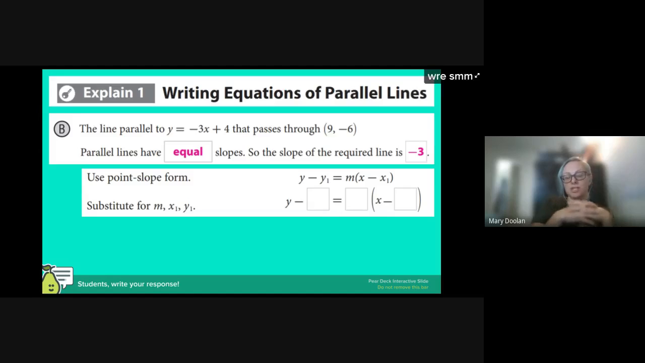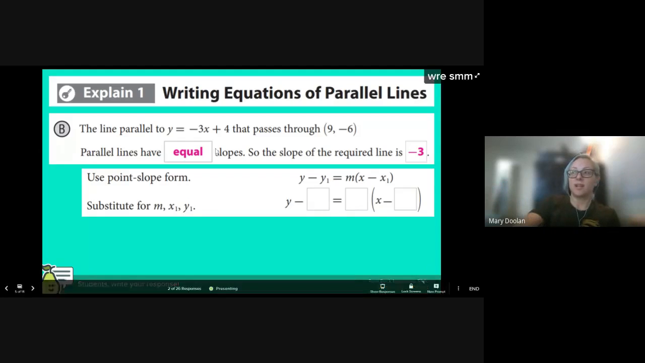We're going to take that information because now we know the slope. We also have the point, right? It's giving us the point right here, 9 and -6. And I'm going to use point slope form. Y minus the y coordinate equals the slope times x minus the x coordinate. So what order should I put these values in? I want you to give me 3 numbers. You're going to type out for me 3 numbers in the correct order.